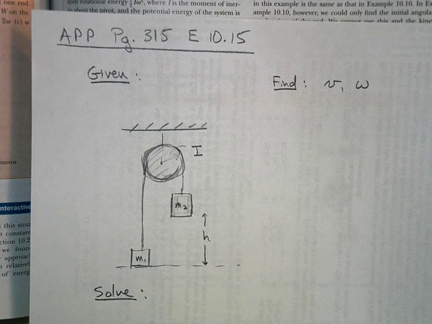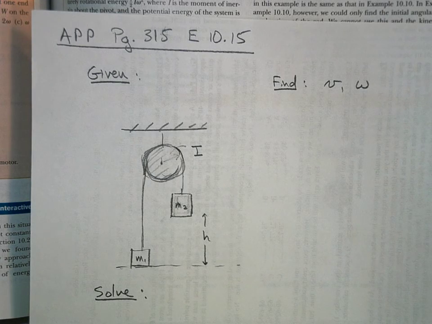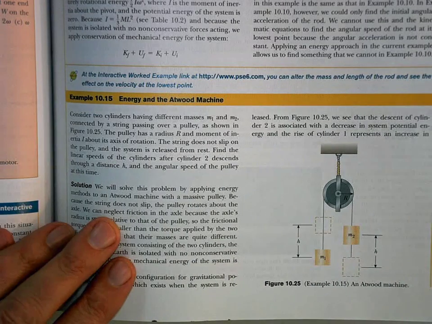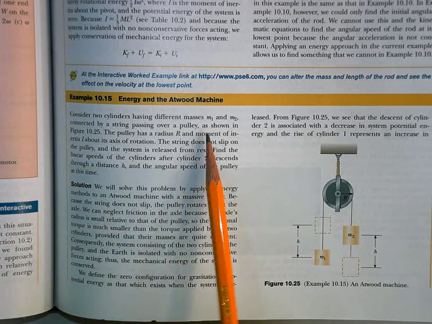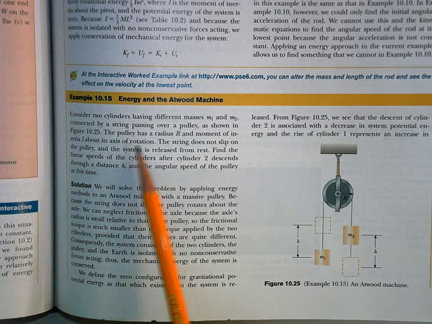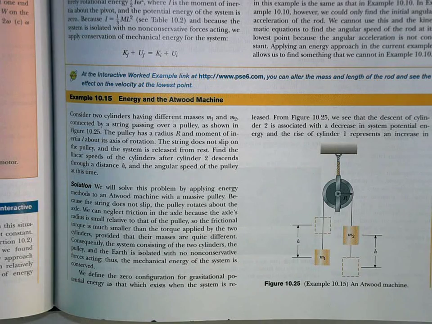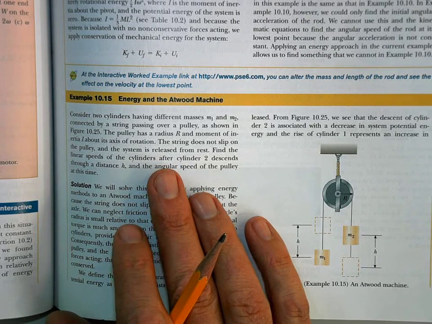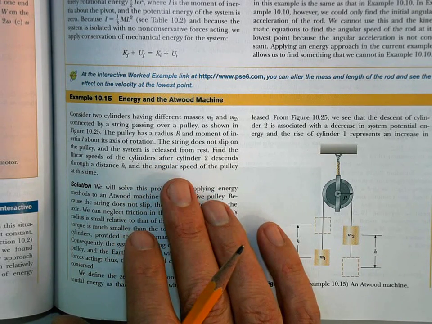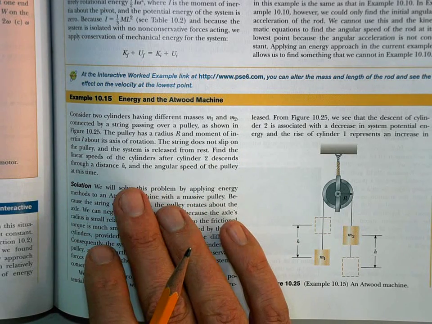Okay, let's work example 10.15 on page 315. And here's the problem. It says, consider two cylinders having different masses M1 and M2 connected by a string passing over a pulley as shown in the figure. The pulley has a radius of r and a moment of inertia I about its axis of rotation. The string does not slip on the pulley and the system is released from rest. Find the linear speeds of the cylinders after cylinder 2 descends through a distance h and the angular speed of the pulley at this time.